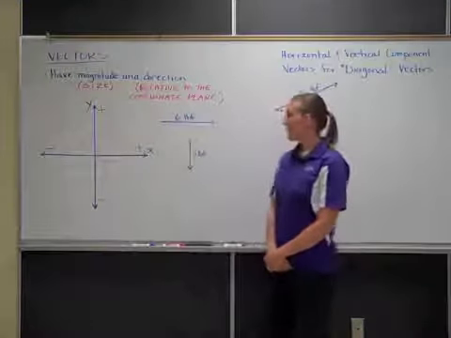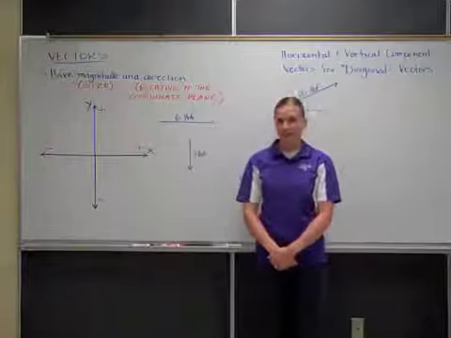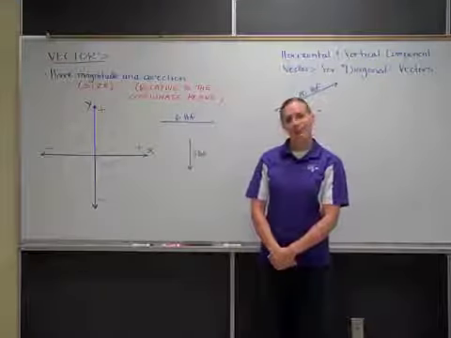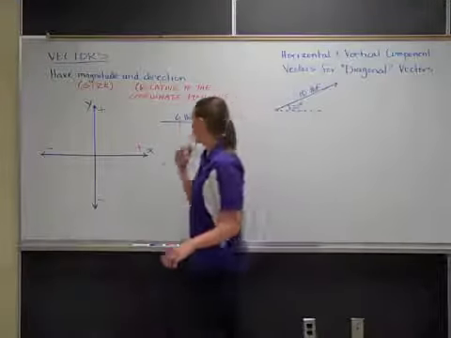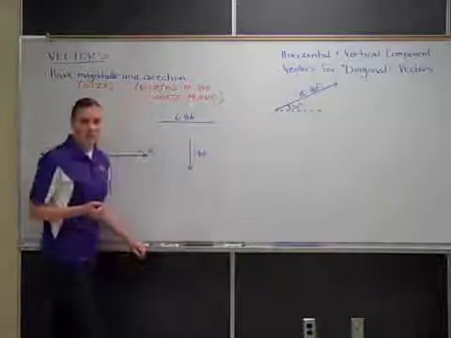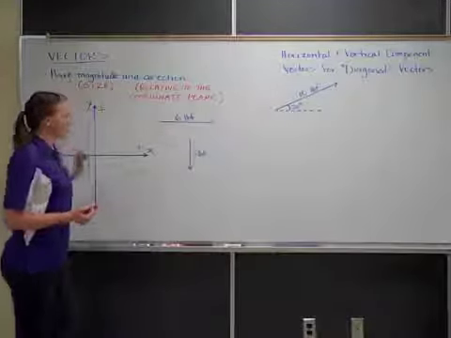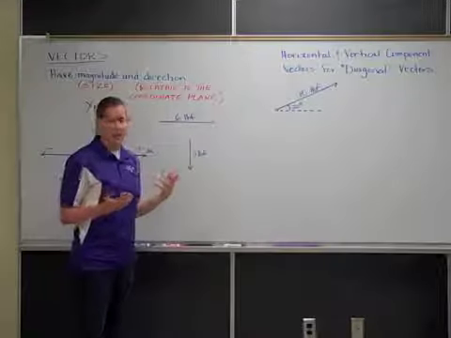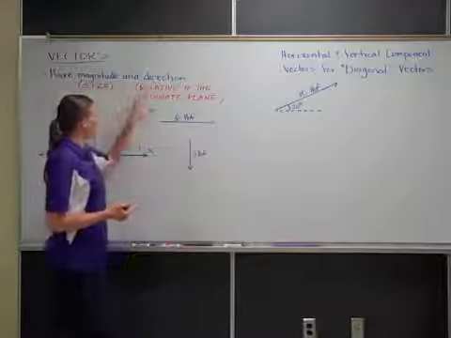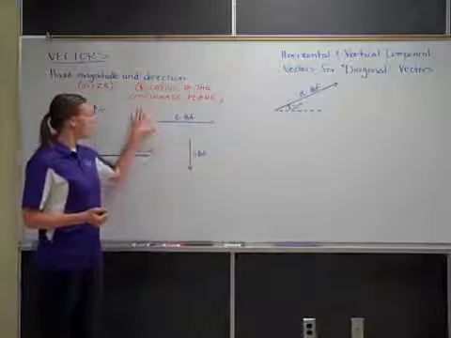A vector is a quantity that has both magnitude and direction, and we represent them with an arrow. When we're talking about vectors for statics problems, we're talking about representing forces. The magnitude of the vector is represented by the size, or the strength of the force. And then the direction is relative to the coordinate plane.